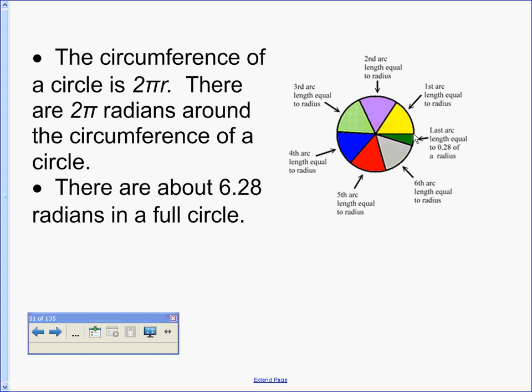So here you have your circle, and you can see that there are approximately 6.28 radians because this is the length of your radius, and so you've got 1, 2, 3, 4, 5, 6, and then a little bit. And so that's where your 6.28 radians comes in your full circle. And again, that's the angle measure, theta.